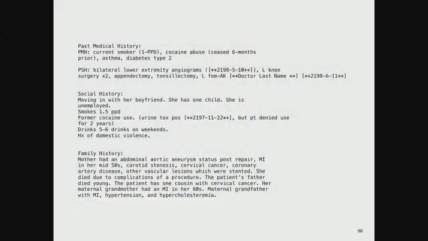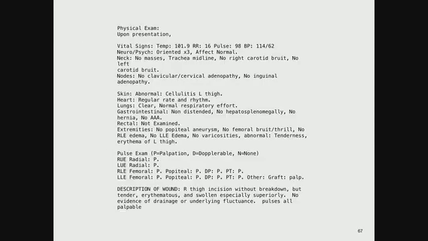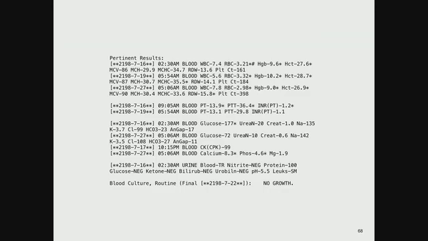Okay, so we have past medical history: 1 pack a day smoker, abused cocaine but says she stopped 6 months ago, has asthma, type 2 diabetes, social history, family history. These are the physical exam results. So it's giving you a lot of information about the person. Description of the wound down at the bottom, pertinent lab results. So these are copied out of the laboratory tables.